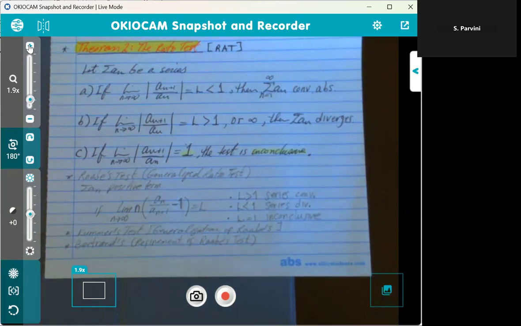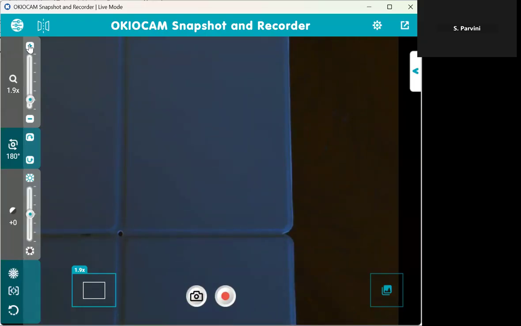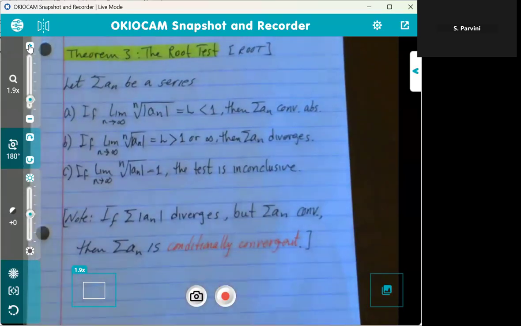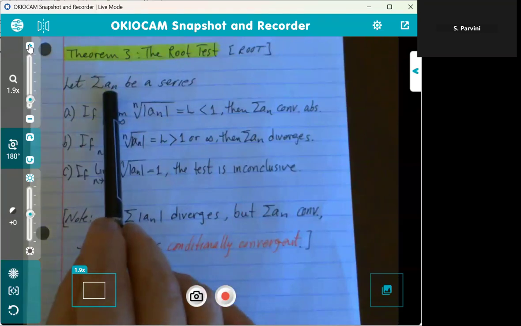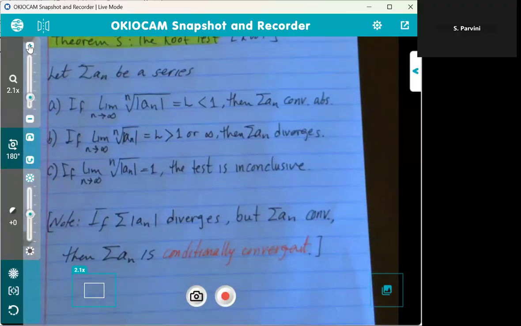Okay. Now, let's take a look at our root test. So that was the ratio test. And here is our root test. So for the root test, again, you start with a series. Suppose we have some series. This time, we take the nth root of the absolute value of a_n. When we say absolute value, we're making no assumption about a_n being a positive term, for example. It doesn't have to be a positive term series.